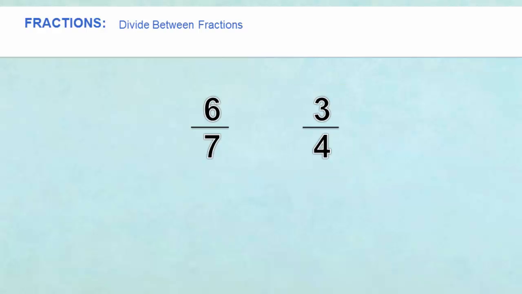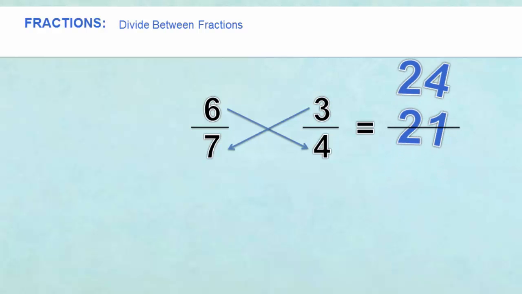Begin by multiplying the numerator of the first fraction to the opposite denominator, or the denominator of the second fraction. 6 times 4 is 24, which is the result of the numerator of the final answer. Then multiply the numerator of the second fraction to the denominator of the first fraction. 3 times 7 is equal to 21. As mentioned, for our purpose, we do not have to simplify the fraction.